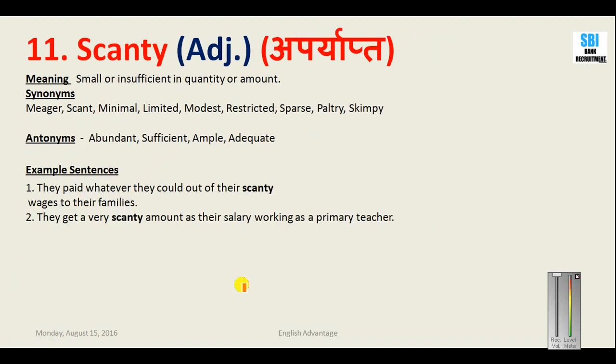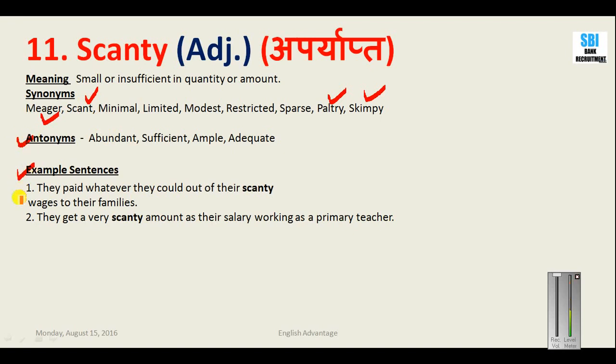Now let us look at the next word, scanty. When you say you are getting a scanty amount, it means you are getting an insufficient amount. All these words are extremely important from the examination point of view. Meager, scant, minimal, limited, modest, restricted, sparse, paltry, and skimpy. Skimpy means to economize on something. Now paltry, skimpy, and meager, all these words have already come in many exams. Meager, scant, paltry, and skimpy. And the antonyms for this word will be abundant, sufficient, ample, and adequate. These will be the antonyms for this word.